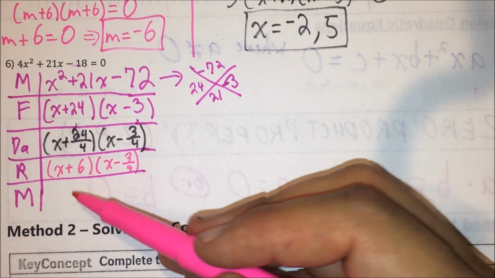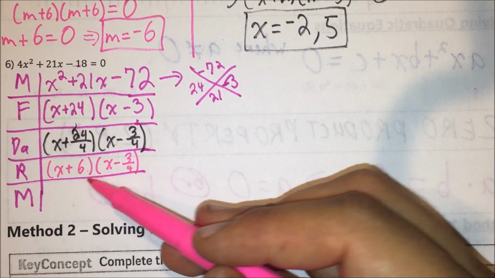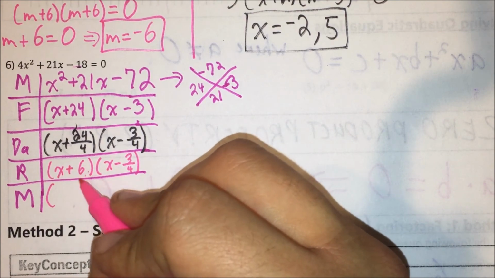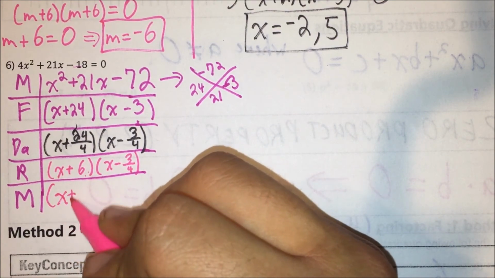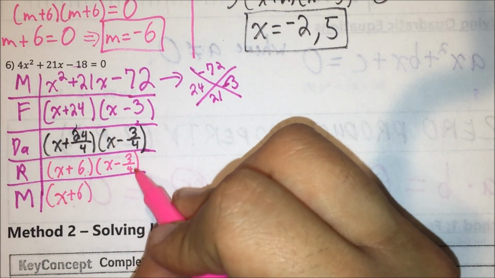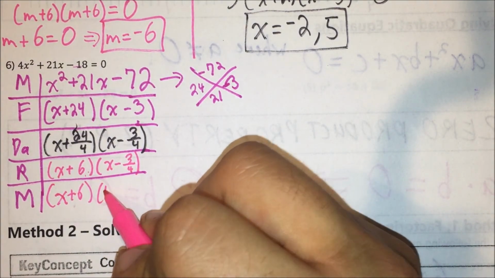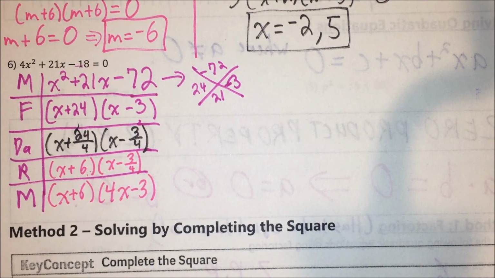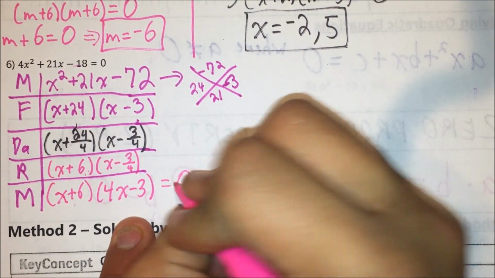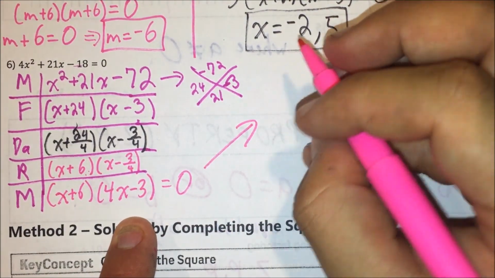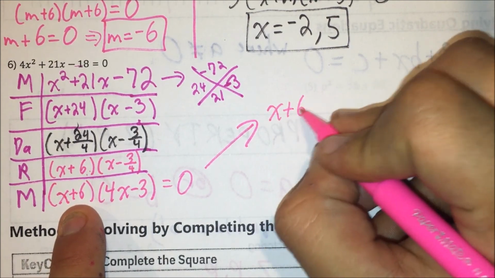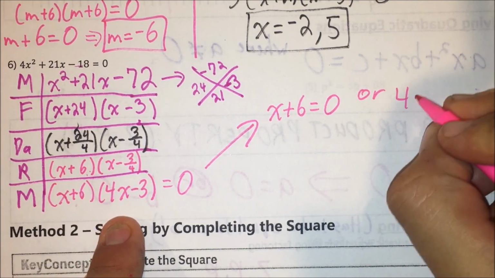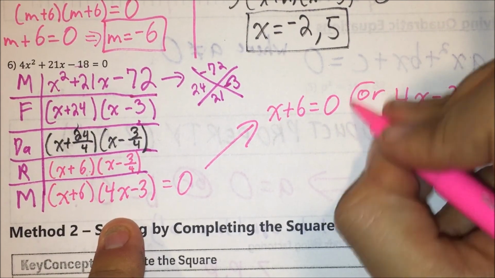And then m, we move back. We move back whatever's in the bottom, in the denominator of the number, and we put it in front of the x. So here, well, there's not really a number in the bottom of 6, except 1. So we'll just leave that as x plus 6. And we see that 4 in the bottom here, so we'll move that in front of the x. So it'll be 4x minus 3. So again, remember, this is still equal to 0. So we've now factored this, and that's going to give us that x plus 6 is equal to 0, or 4x minus 3 is equal to 0. That's 2 options.